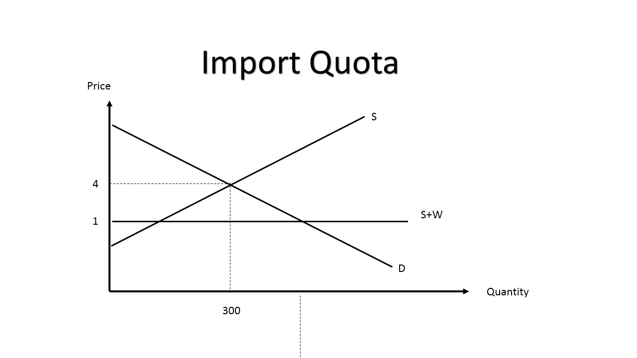So when the price dropped from 4 ringgit to 1, the quantity demanded is not 300 anymore. The quantity demanded will increase from 300 to 650, and the quantity supplied will drop from 300 to 50. Because of what? Because the price drops from 4 ringgit to 1 ringgit.